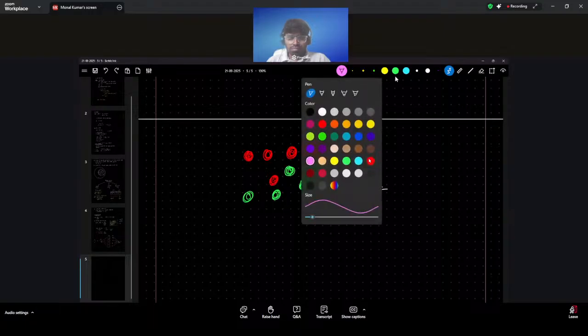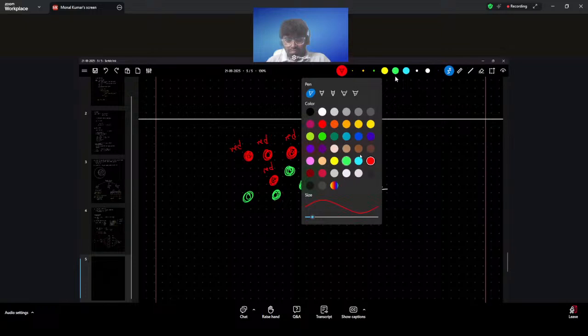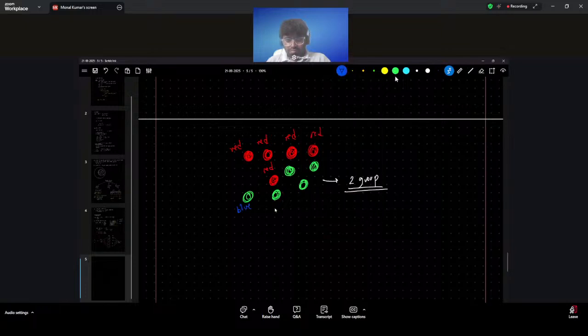Now our task is different. I am providing red, red, red, red, red, and I will say blue for this color. Suppose this green color I'm saying blue, this red color I'm saying as red, and this yellow one I am saying is green. I just want to mess with all of you, that's why I'm saying green. Now I am giving you this information.